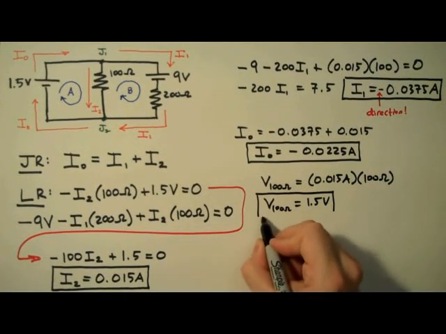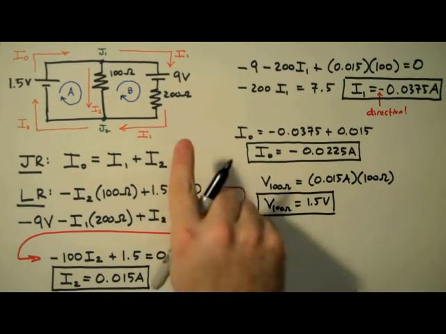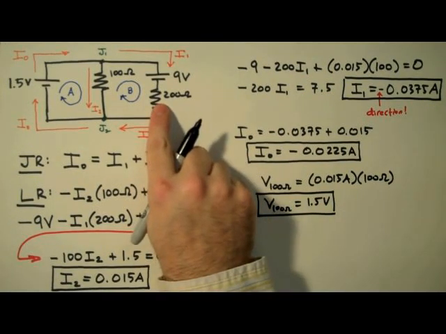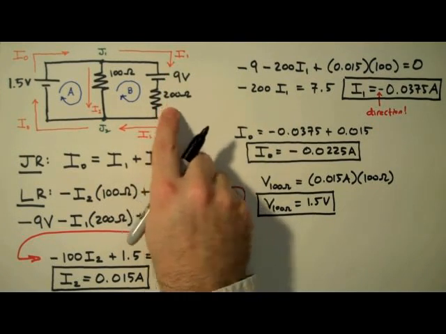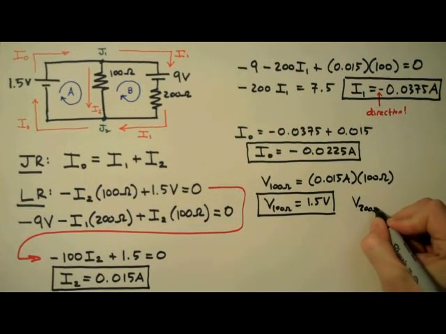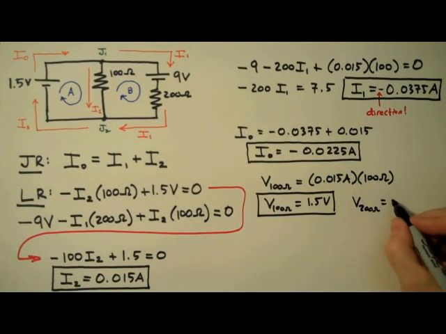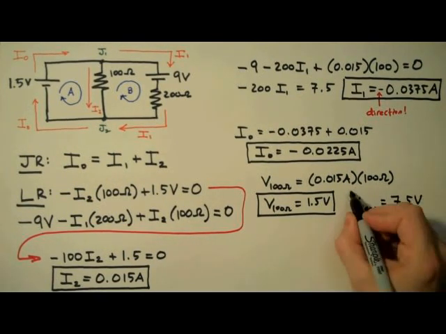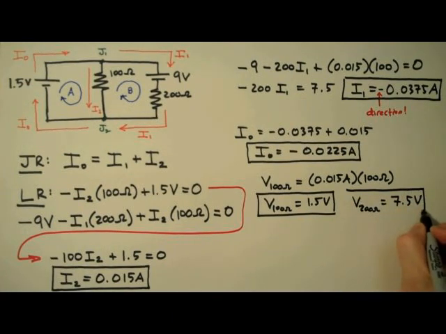I'm going to do the same thing for the 200 ohm resistor, but to conserve some space here, I'm going to skip the calculation and just get to the value. So using that current and the 200 ohm resistor, we have a value of 7.5 volts for the voltage drop across the 200 ohm resistor.